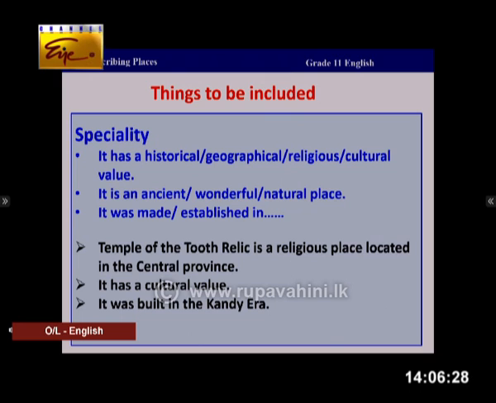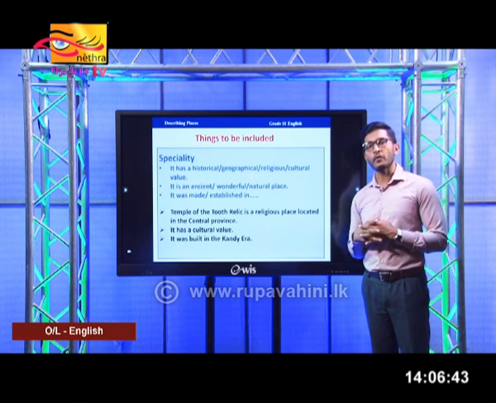See the examples. Temple of the Tooth Relic is a religious place located in the Central Province. It has a cultural value. It was built in the Kandy era. So that is about the speciality of the place.